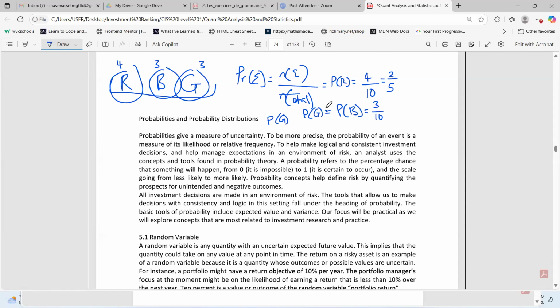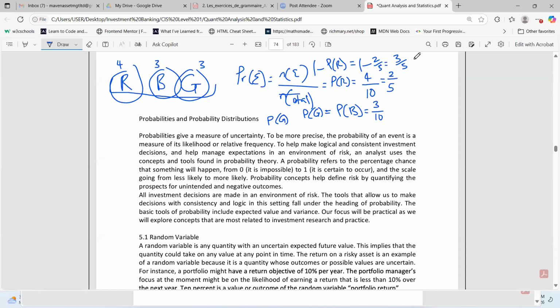Now, questions could come this way. I need you to pay particular attention. What is the probability of not picking a red ball? When you hear questions like that, what you do is 1 minus the probability of a red ball. Please note these things. So if the probability of a red ball is 4 over 10 or 2 over 5, not picking a red ball will be 1 minus 2 over 5. That will give you 3 over 5.